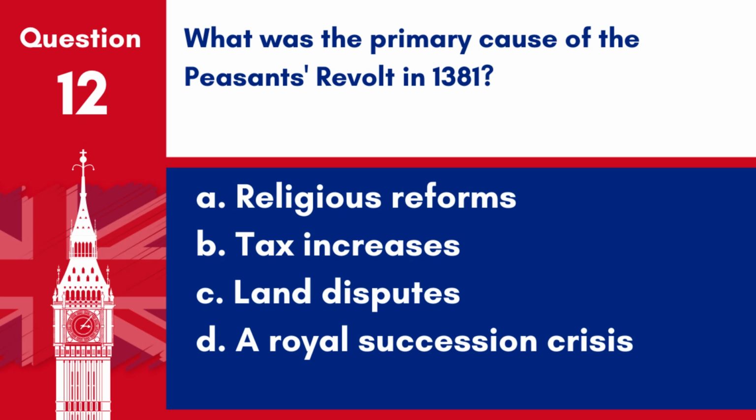Question 12. What was the primary cause of the Peasants' Revolt in 1381? A. Religious reforms. B. Tax increases. C. Land disputes. D. A royal succession crisis. Answer: B. Tax increases. The primary cause of the Peasants' Revolt in 1381 was tax increases.